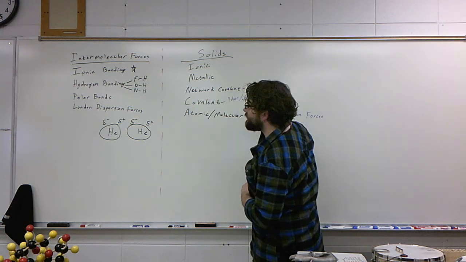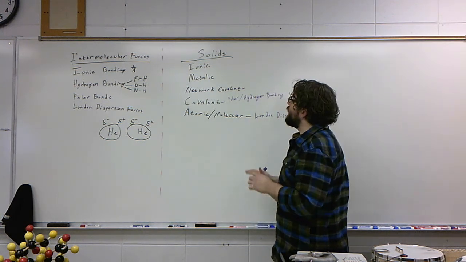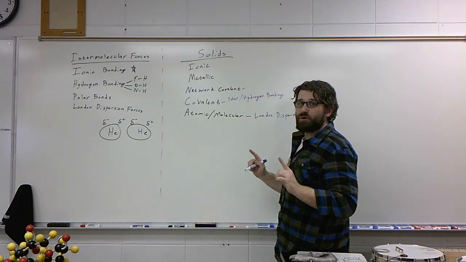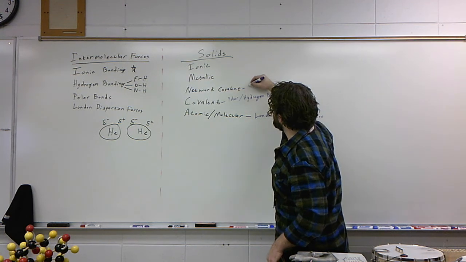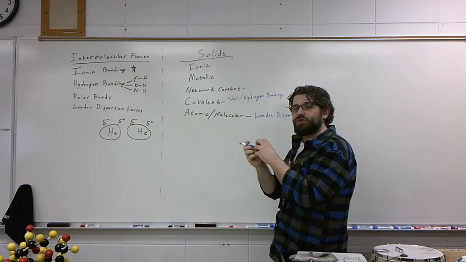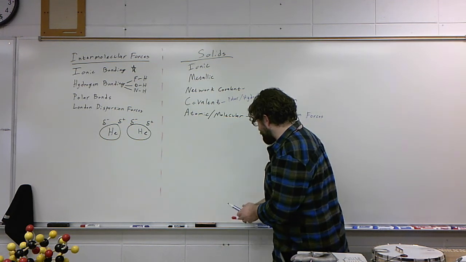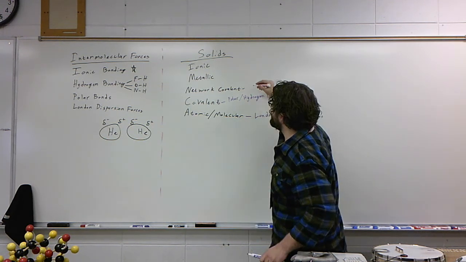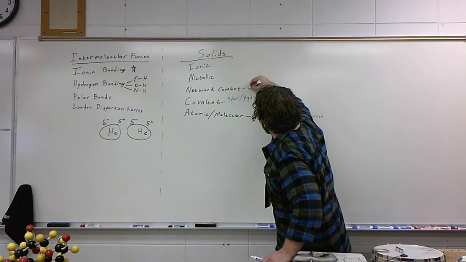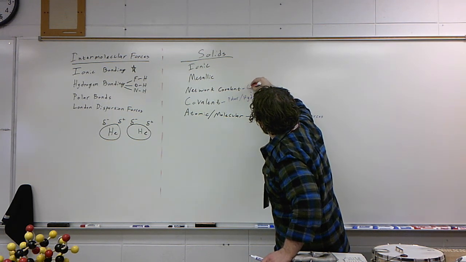Network covalent substances stay together because of covalent bonds. So there is no intermolecular force in a network covalent. That's what makes them such strong bonds. We're actually going to use a different color to say that this is not an intermolecular force. This is a regular covalent bond.